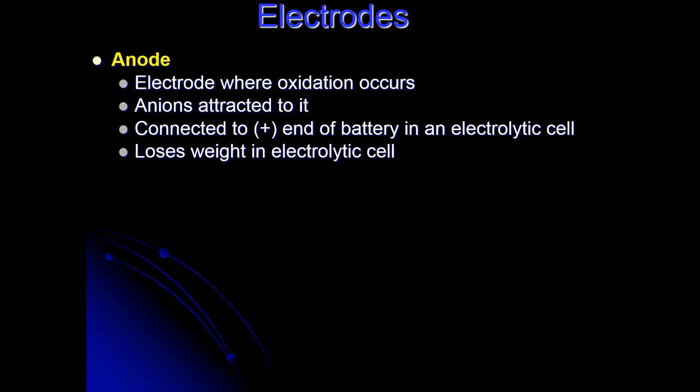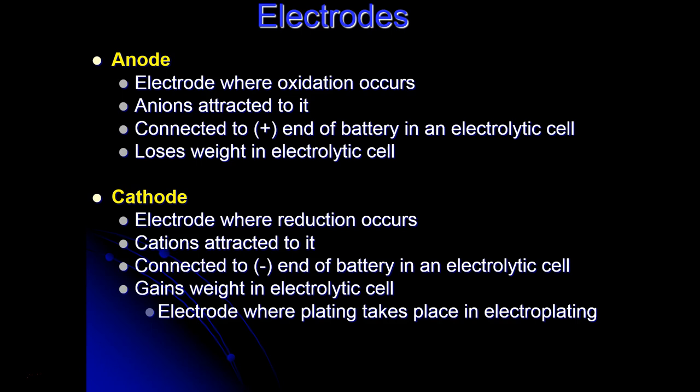Now let's take a look at electrodes. In review, an anode is the electrode where oxidation occurs. Anions are attracted to the anode. It's connected to the positive end of a battery in an electrolytic cell. And the anode is the one that loses weight because it's the one that's being oxidized. Think back to our zinc. Zinc solid was oxidized to zinc 2 plus, which is soluble and goes into the solution, which means that the zinc solid electrode is actually losing mass.